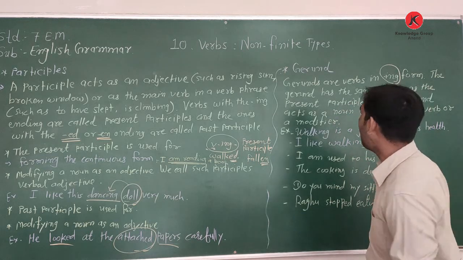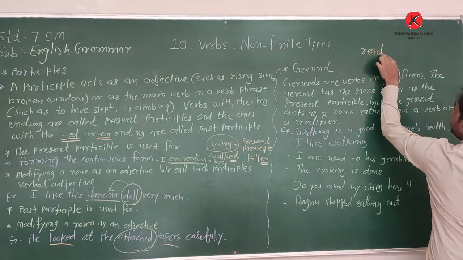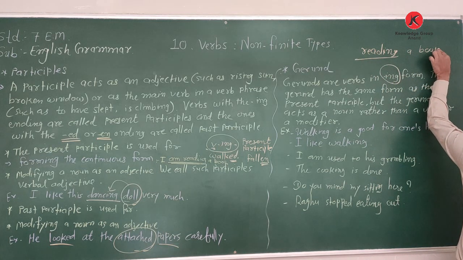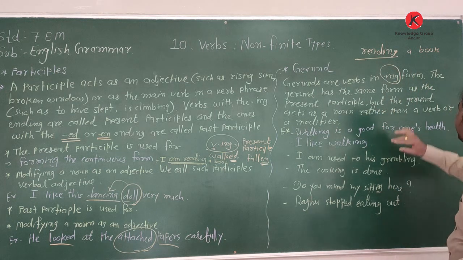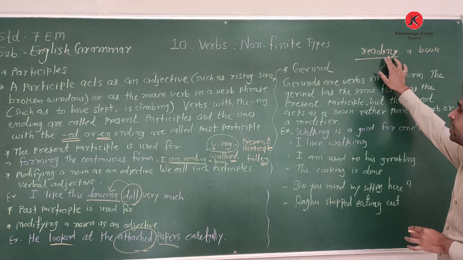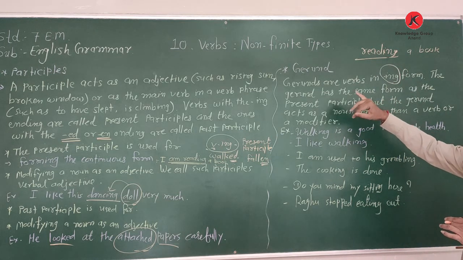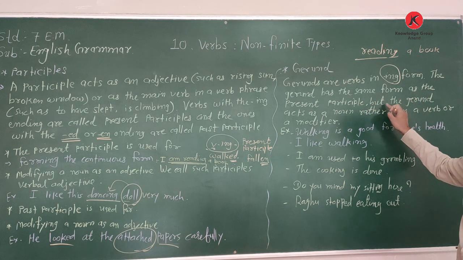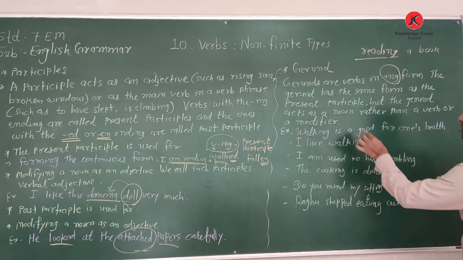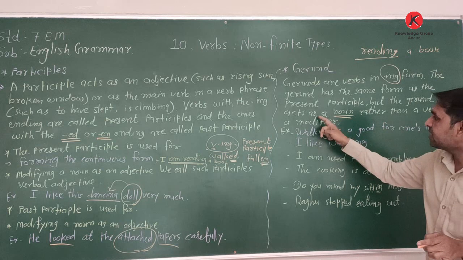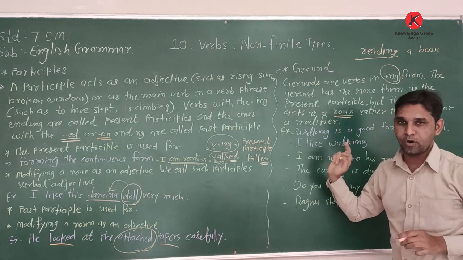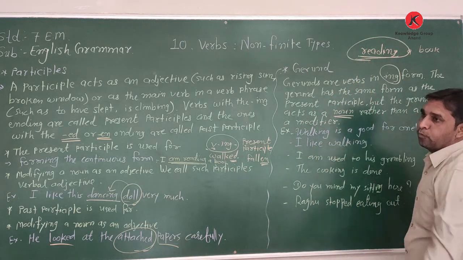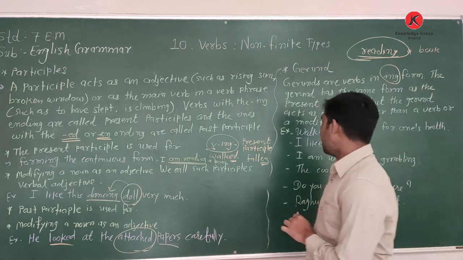If we use read, read with ing: reading a book is good for knowledge. That is the use of reading as a noun. So that is the role of a gerund. The gerund has the same form as the present participle, but the gerund acts as a noun rather than a verb or a modifier. The participle can be used as a verb or a modifier, but here the gerund is used as a noun.